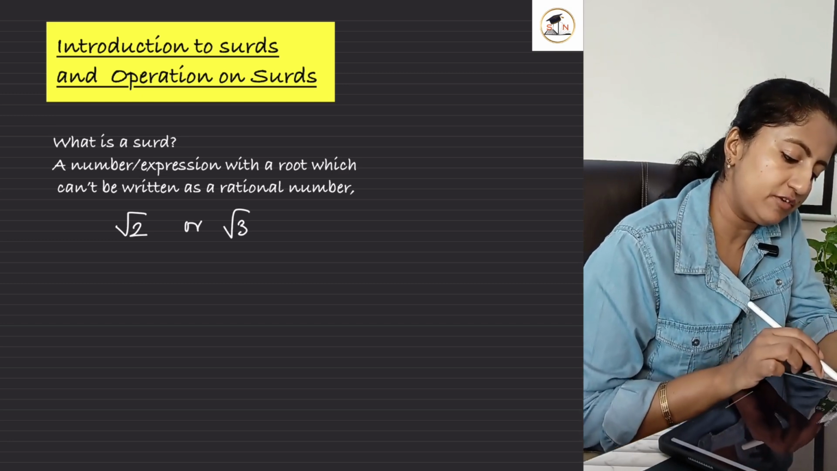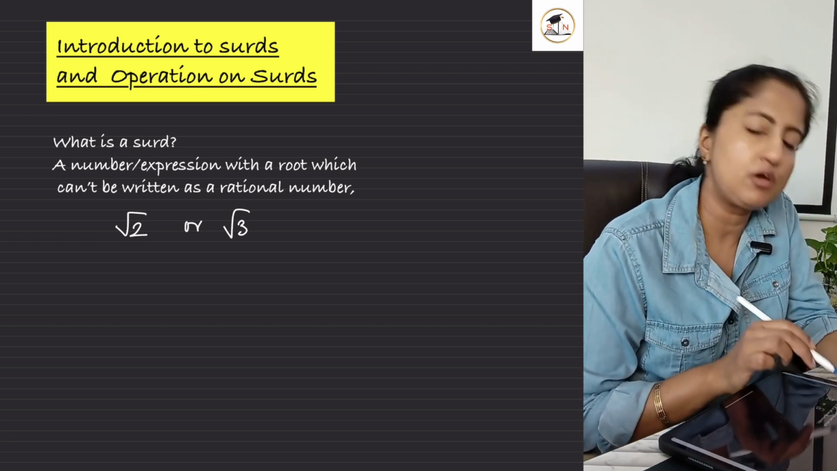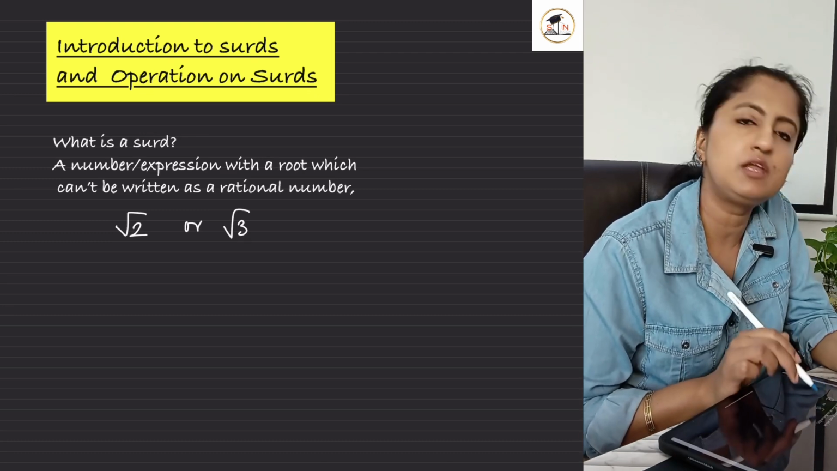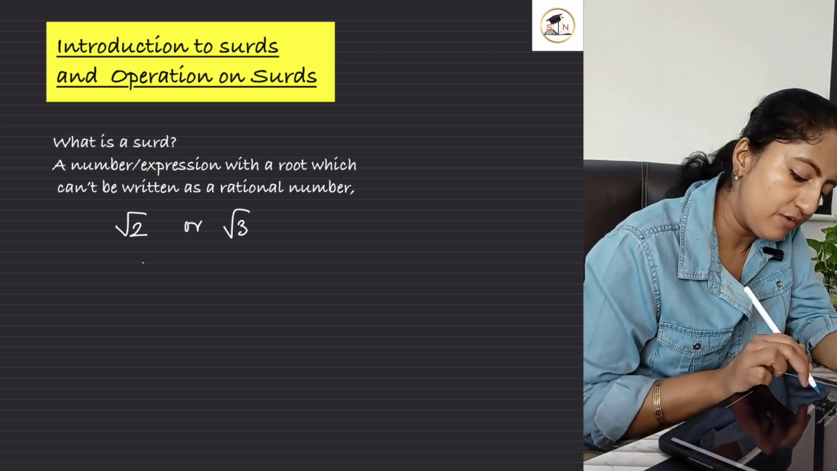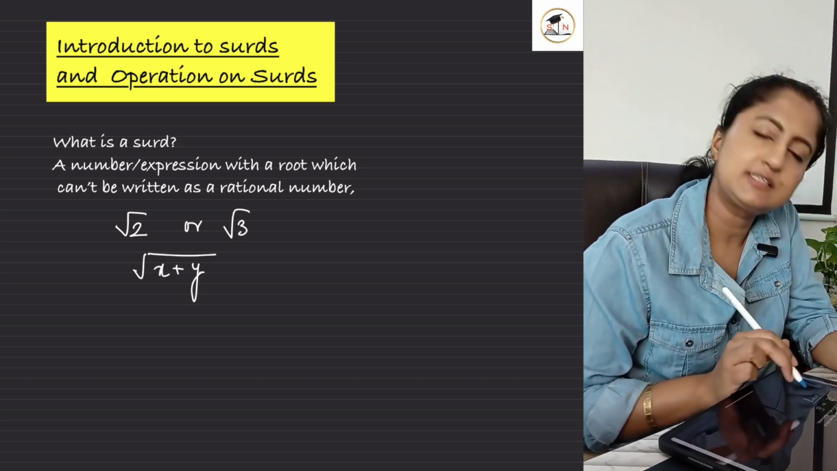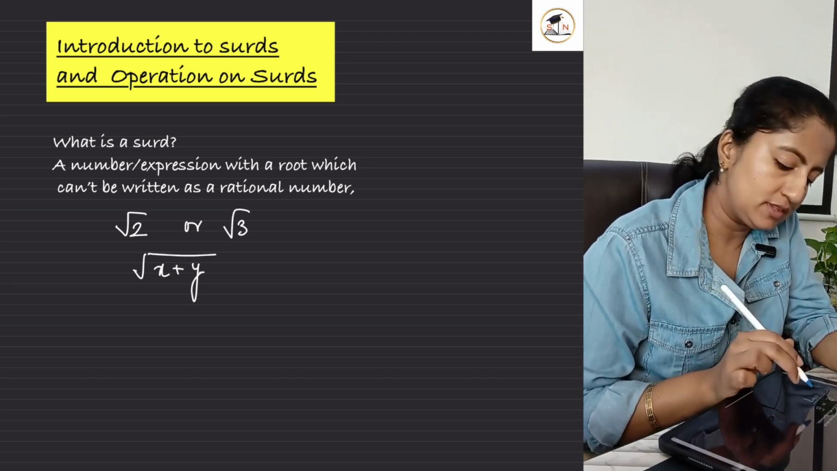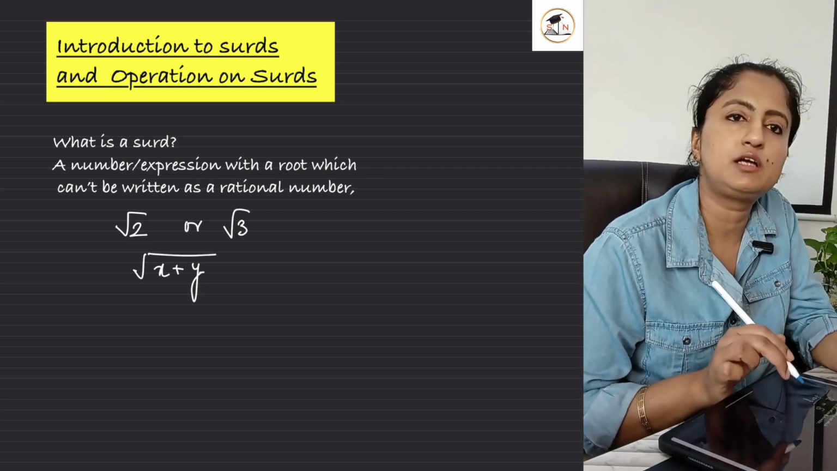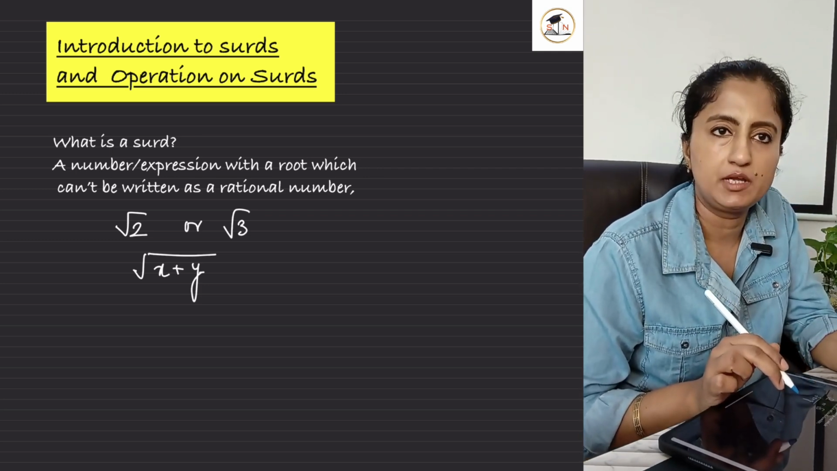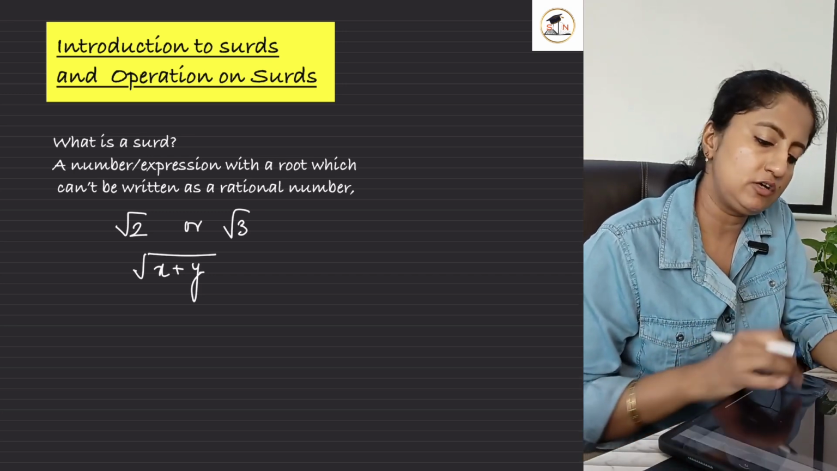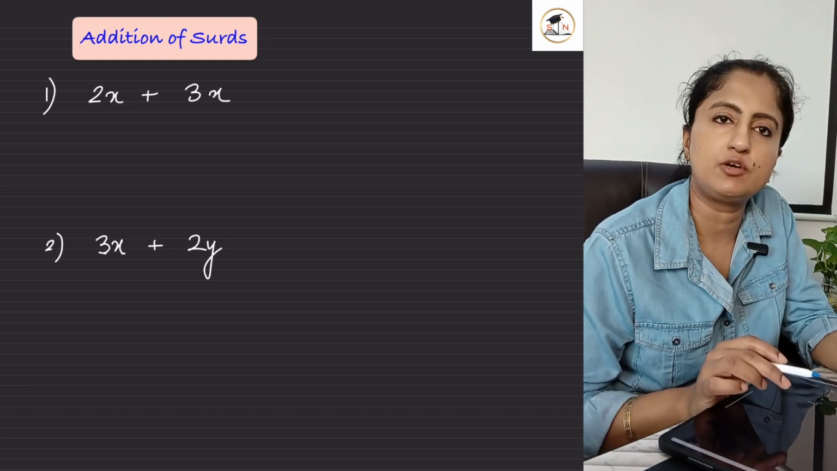Over here in the definition, I had written a number or expression. The examples that I have just given you are only for numbers as of now. However, if I write root x plus y, this is also an expression. So this is also a surd, okay? Because I can't convert that into p by q form. Therefore, this is a surd. Now, let's get introduced to the operations on it.